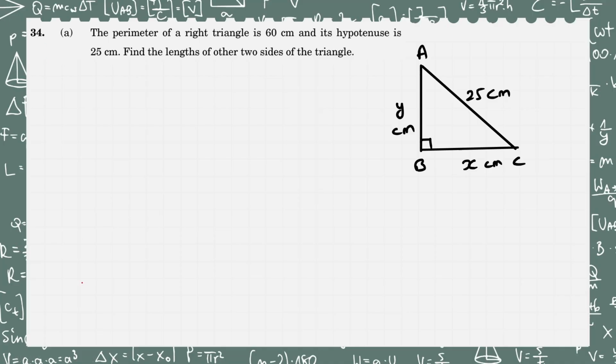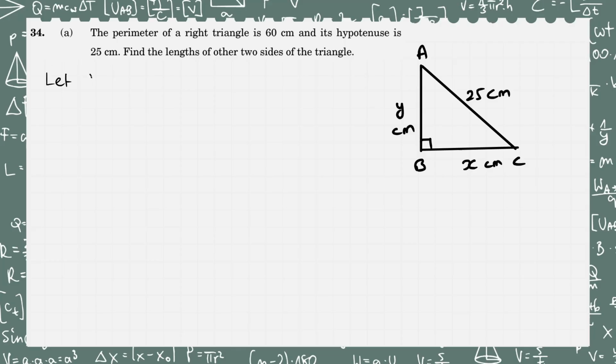Sum number 34 has two choices. The first one is: the perimeter of a right triangle is 60 centimeters and its hypotenuse is 25 centimeters. Find the lengths of the other two sides of the triangle. So I have drawn a right triangle here and its hypotenuse is given to be 25 centimeters. I have marked AC as the hypotenuse whose length is 25 centimeters and the other two sides are unknown to us. I have marked them as x centimeters and y centimeters. So everything we have to mention here.